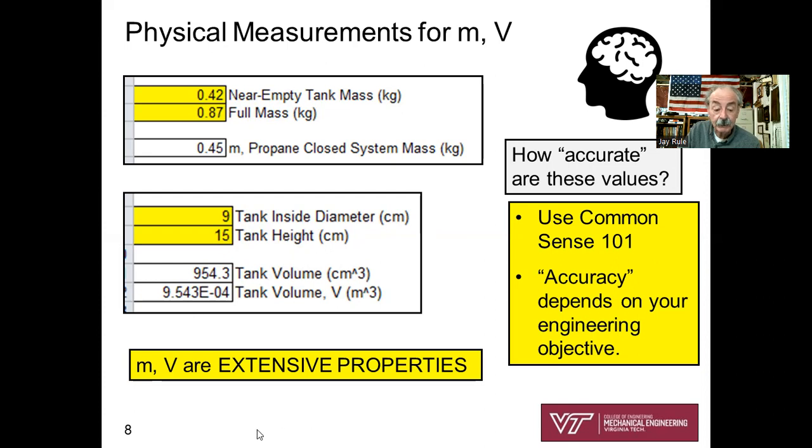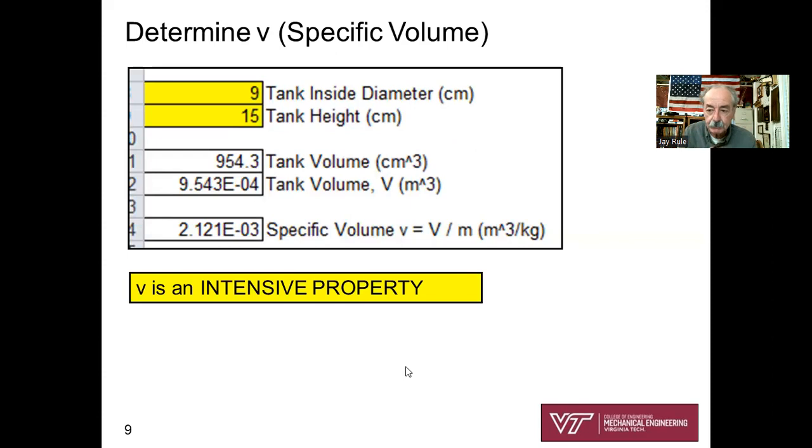All right, so the next problem, how about the specific volume? This is where you must do your textbook reading. This video is not intended to cover all of chapter 1. I'm just giving some example problems here. All right, so what have we got? We've got the tank volume is 9.5 times 10 to the minus 4 cubic meters.